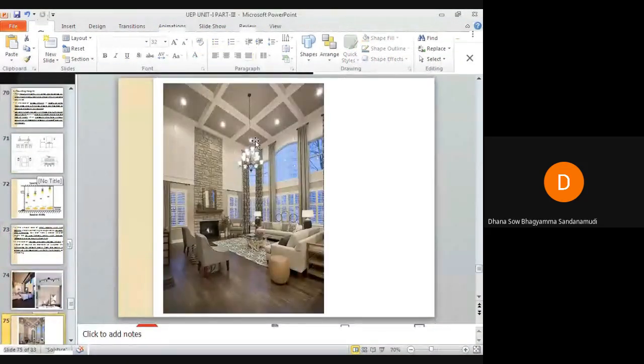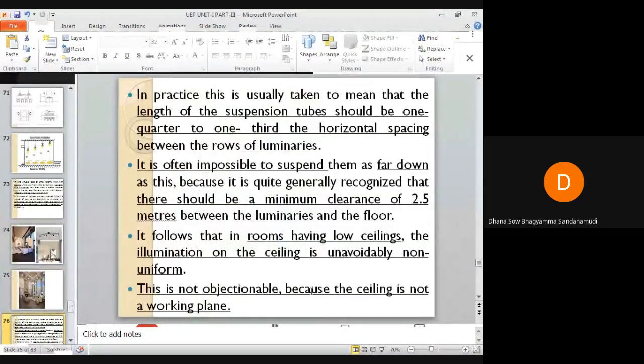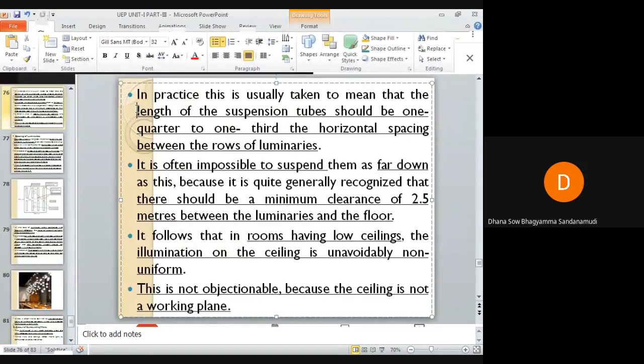Here you can see these are the windows, and there are double windows here, one above another. So the ceiling is very high, and you are providing indirect lighting here. These lamps are focusing upwards, that's why they have been brought down by using some hanging. So there is a proper calculation in the suspension of these hangings.